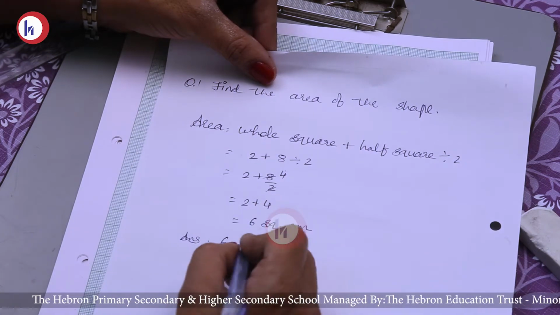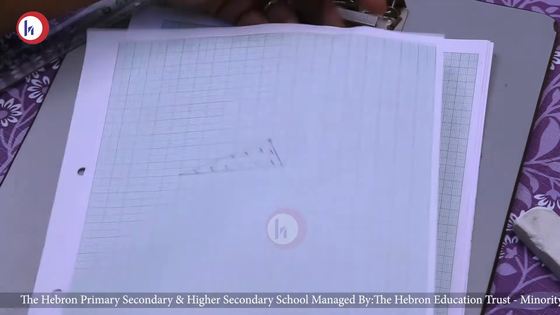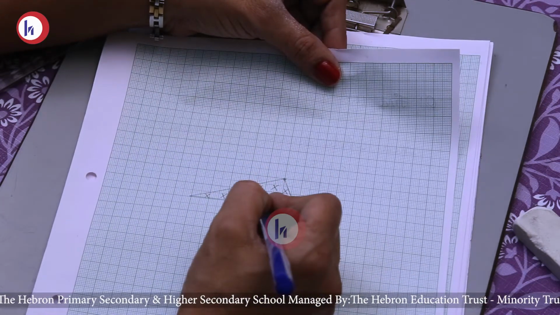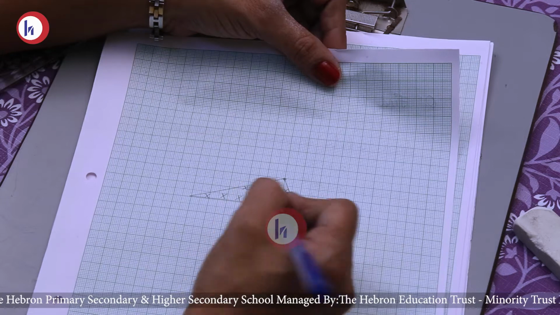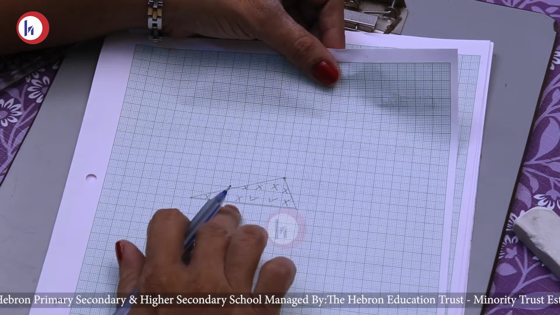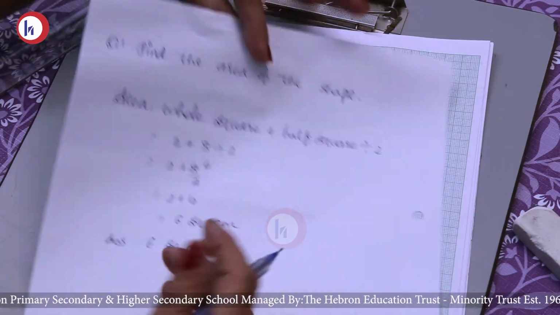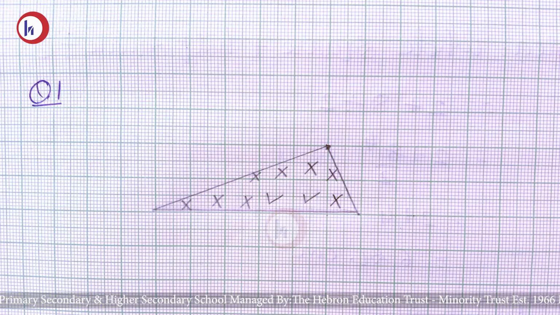Here we have to write compulsory square because in this figure we are finding area. Area means the amount of surface given in the figure. Here the square, the grid is given. So this answer is 6 square centimeter.